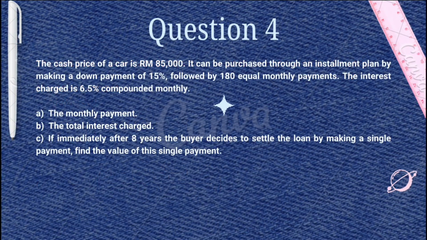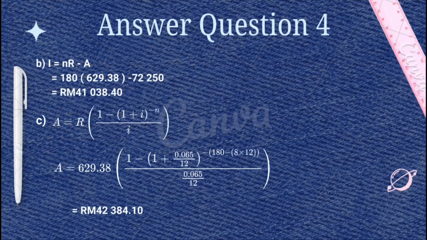So next, I will be explaining part B. We are asked to find the net amount, denoted as R minus A. Using the values given, we multiply 180 by 629 ringgit 38 cents, then subtract 72,250 ringgit. After performing the calculation, the final answer obtained is 41,038 ringgit and 40 cents.